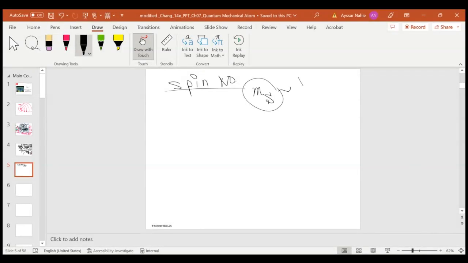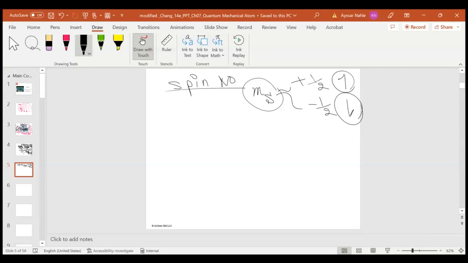MS is the spin number. It could be either plus half when it is moving upwards, and minus half when it is moving down. You remember the electron is going to move around the nucleus, yes? As it moves around the nucleus, it is rotating around the nucleus, and also rotating around itself. Like the Earth is rotating around itself and moving around the sun.